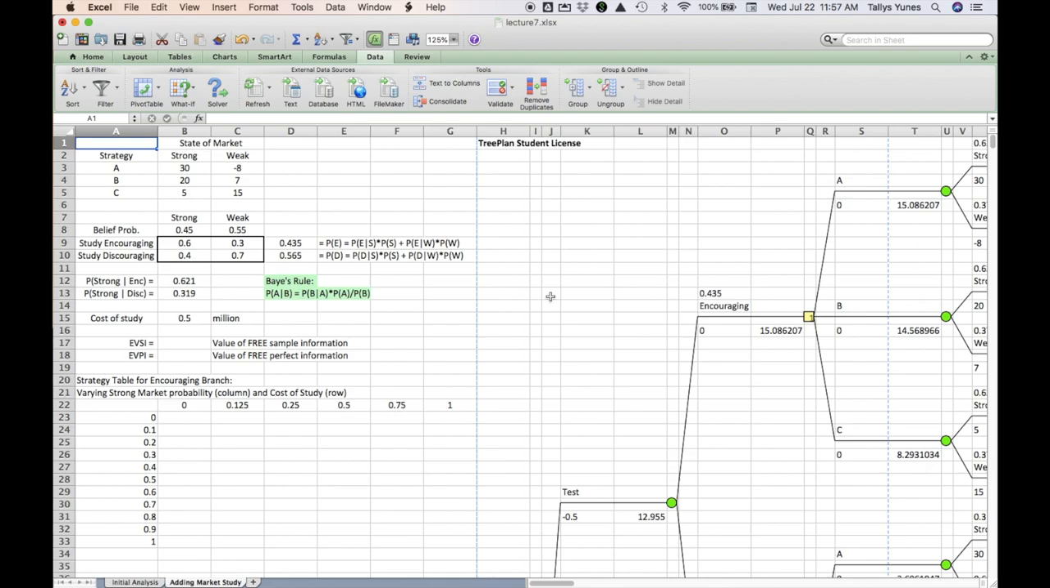So let's change two inputs now. One of them will still be this chance of strong. Okay. And remember my first comment, make sure your tree is all pointing to the data that you're going to modify so that the data table works properly. And let's also modify a second input. And I'm choosing here the cost of the test.